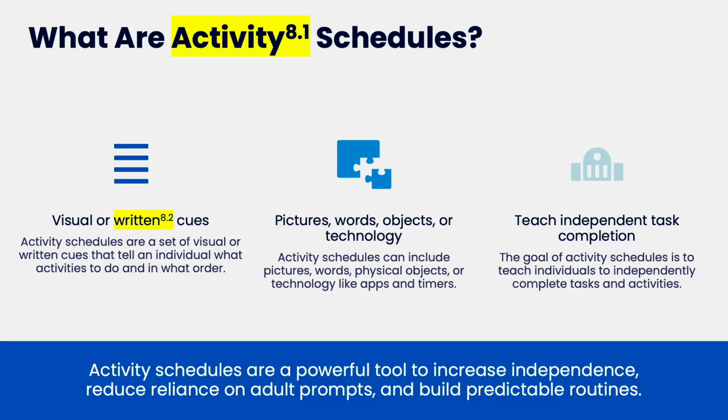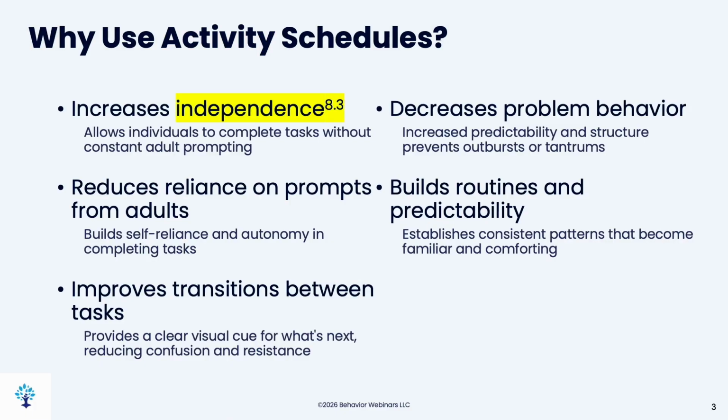Activity schedules teach independent task completion. So the goal of an activity schedule is to teach individuals to independently complete tasks and activities. They're a powerful tool that increases independence, reduces reliance on prompts, and builds predictable routines for our learners. Increasing independence is a huge deal. A lot of times we may be helping them through the schedules, but eventually we want them to be able to follow a schedule independently.